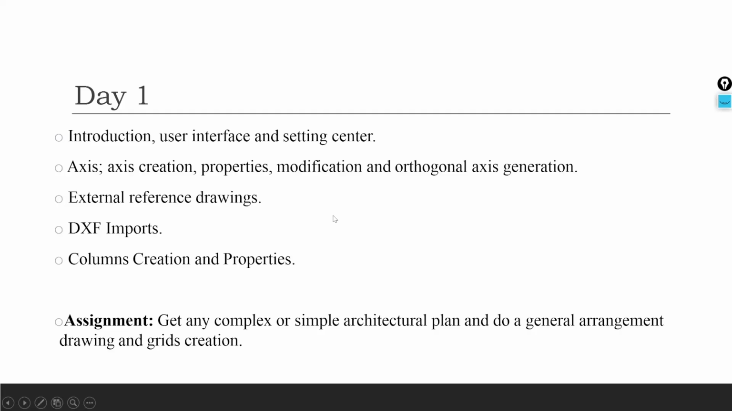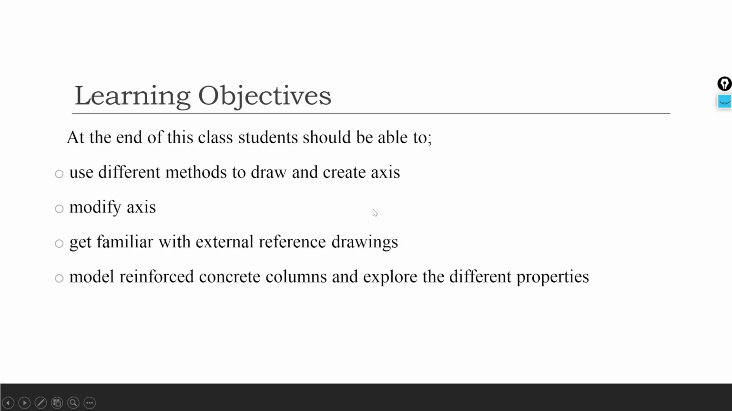At the end of this training, we are going to be providing you with assignments. Get any complex or simple architectural plan and do a general arrangement drawing and grid creation. We are going to teach you that so that you can have your assignment and go on with that. So the learning objectives: at the end of this class, students should be able to use different methods to draw and create axes, modify axes, get familiar with external reference drawings, model reinforced concrete columns, and explore the different properties.